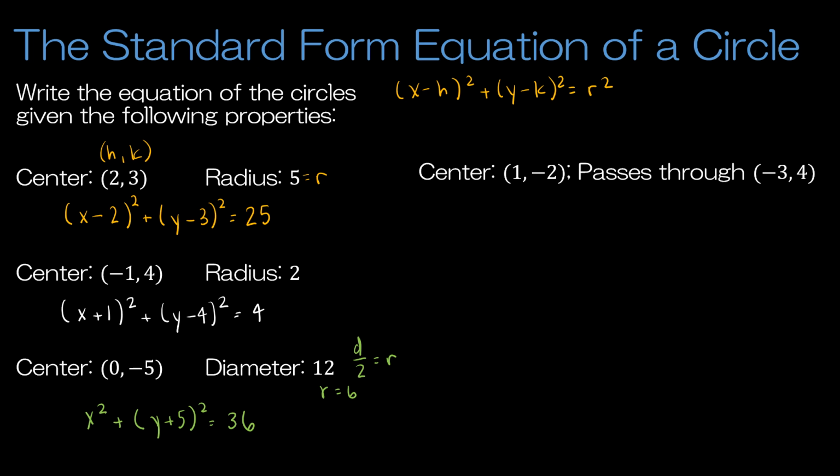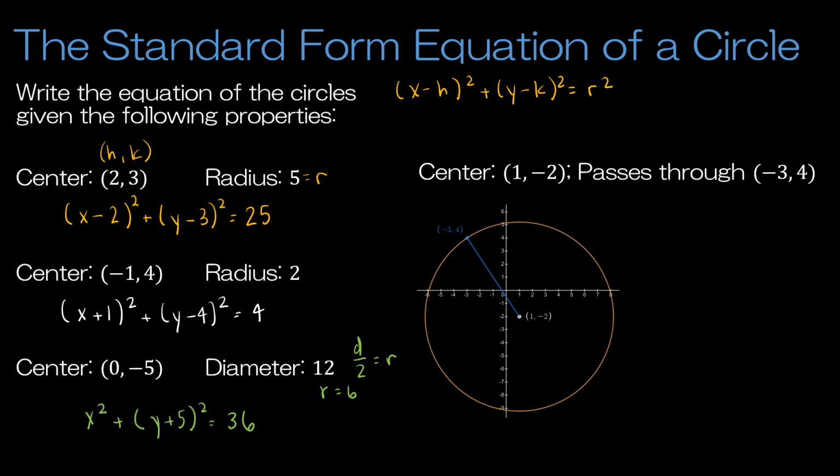For the last one, I gave you one that was a little bit more difficult. We have a center of (1, -2), and it passes through a point (-3, 4). So we can obviously visualize that. We can plot the center, and we can plot the point (-3, 4) and see what the circle looks like. But really what we're doing is we need to find r. And r is just the distance between those 2 points. So I'm going to use the distance formula with the point (-3, 4) and (1, -2) to find the radius. So I can put d equals or r equals.